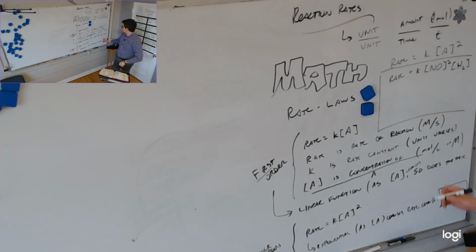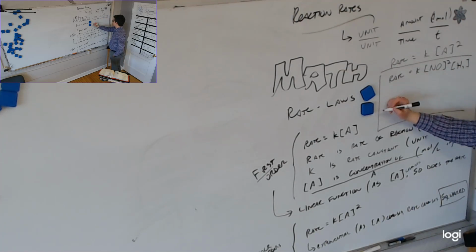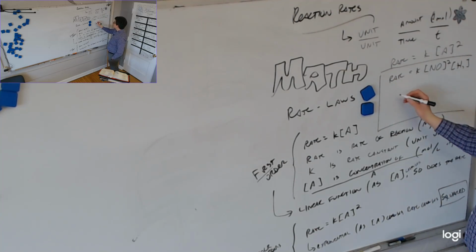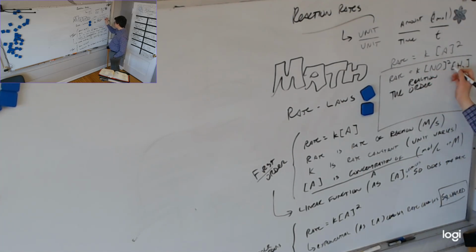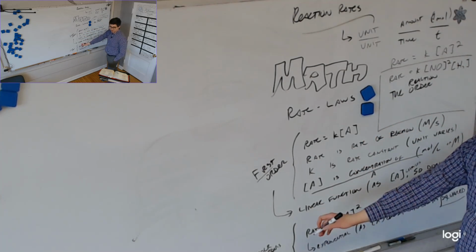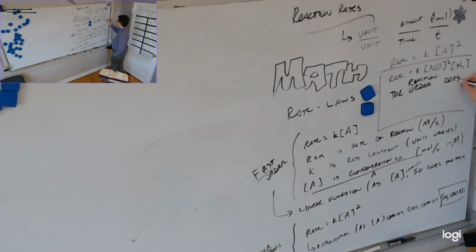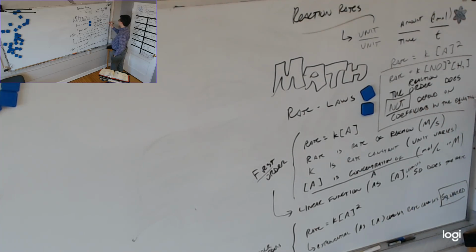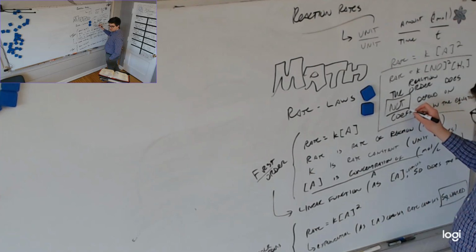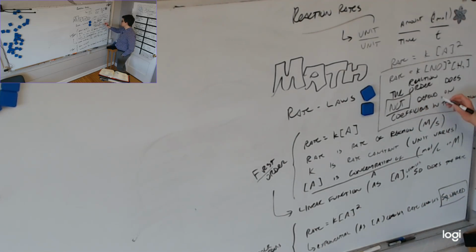Listen, here's the thing that gets people tripped up, and every year I say this, and every year someone gets wrecked. The reaction order, remember that's to what power it is: first order, second order, whatever. The reaction order does not depend on coefficients in the equation. It depends on the exponent.